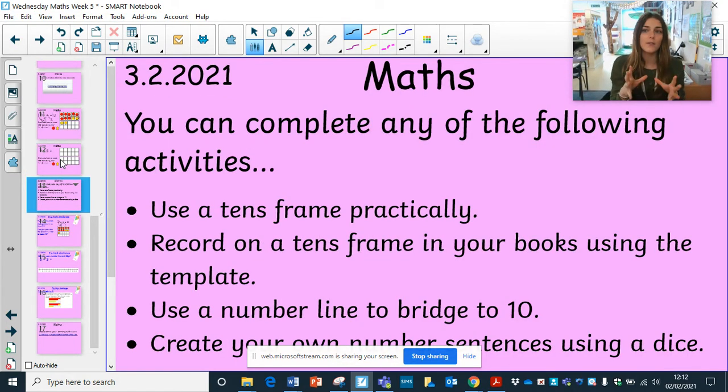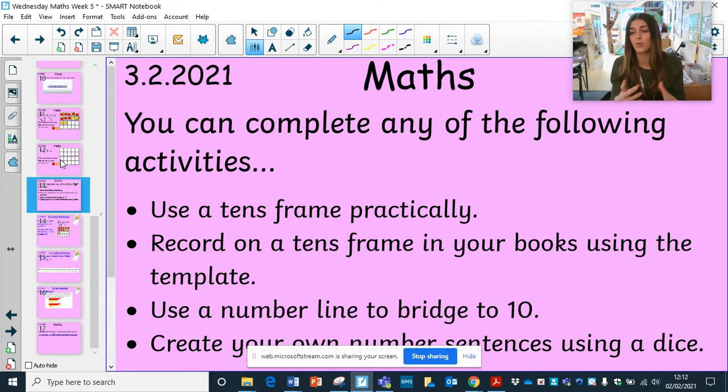So you can complete any of the following activities. As I mentioned before, you can use a tens frame practically. So have those out or cut up and then use objects and physically move them around, which is a really good way to do it. You can record on a tens frame in your book.